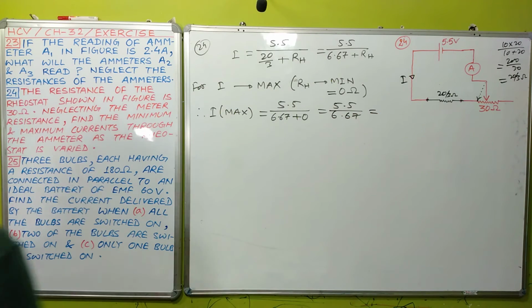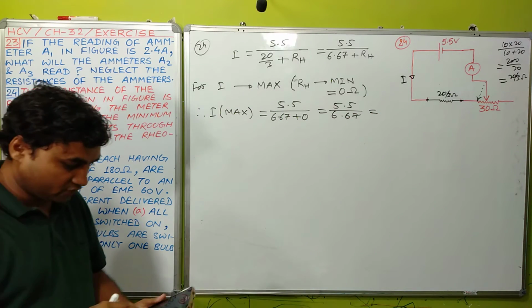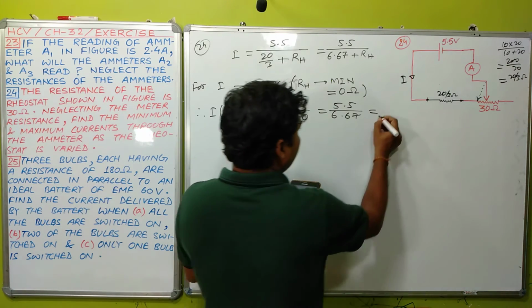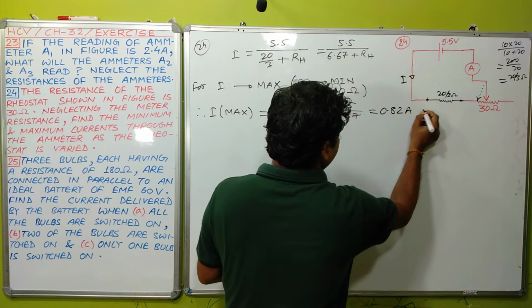This becomes equal to 5.5 divided by 6.67. This becomes 0.82 ampere, which is your answer.